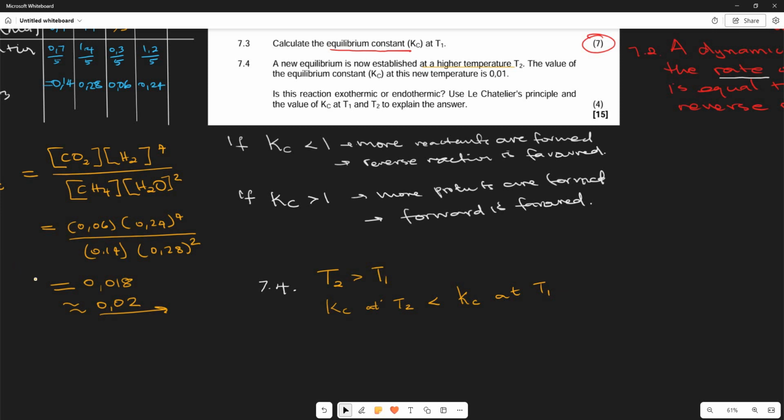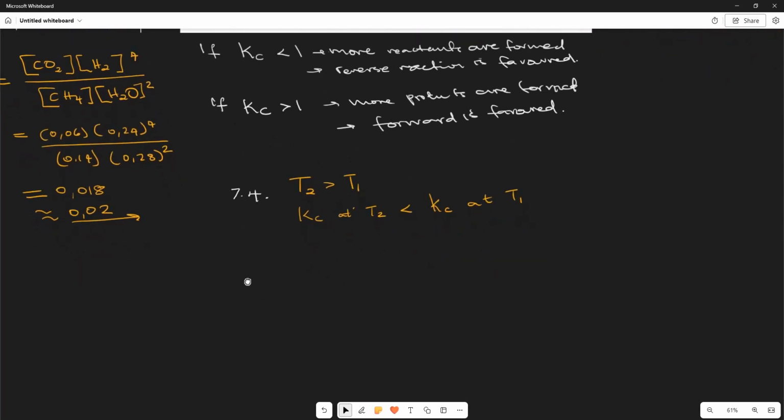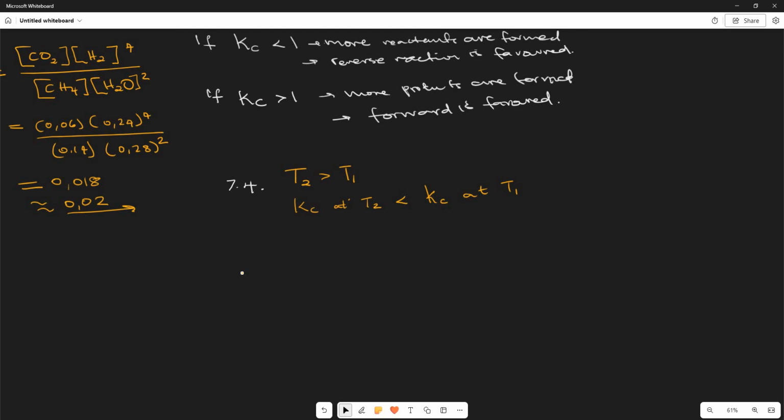So I want us to look at the points that I just raised after the calculations and what I said about an increase in temperature.